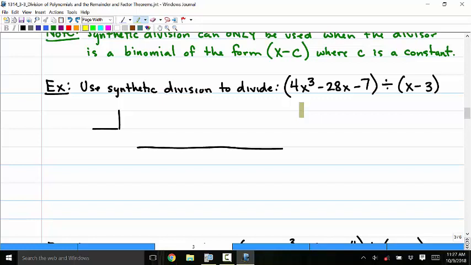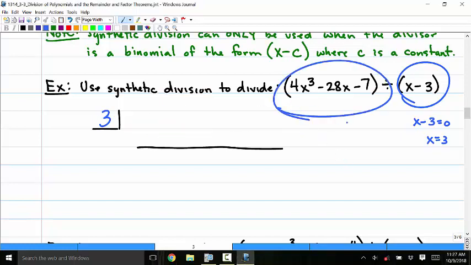To set it up, I gave you the template. Whatever your divisor is, x minus 3, set it equal to 0 and solve for x. That's the number that goes here in the little half box. Yes? Set the divisor equal to 0, solve for x. You're going to put a list of numbers up here that correspond to the coefficients of your polynomial. Now be careful. You have to put them in decreasing powers of x.